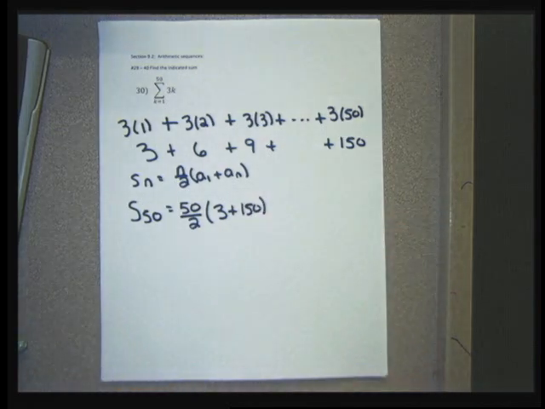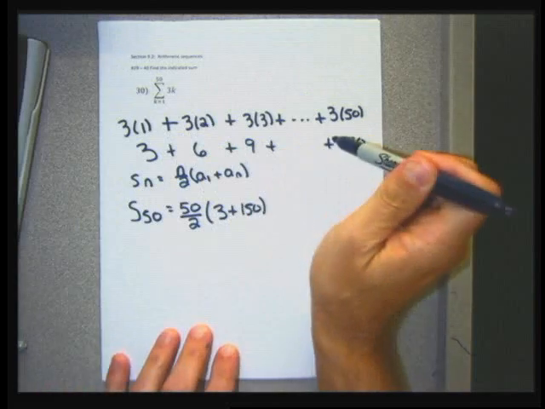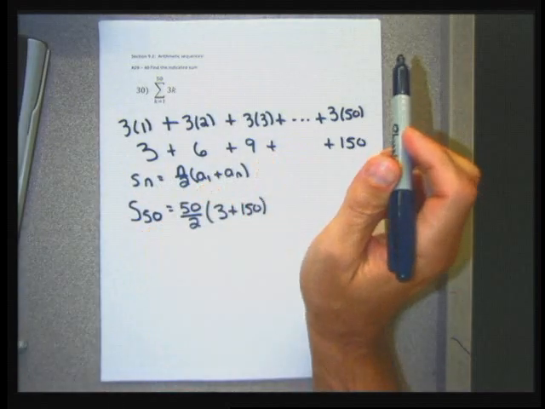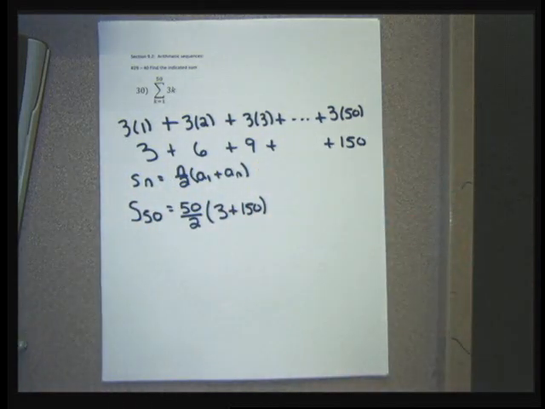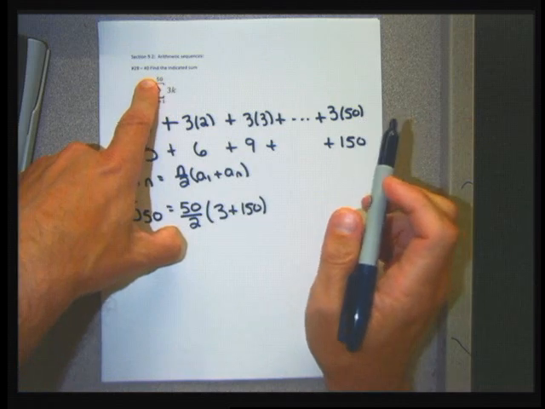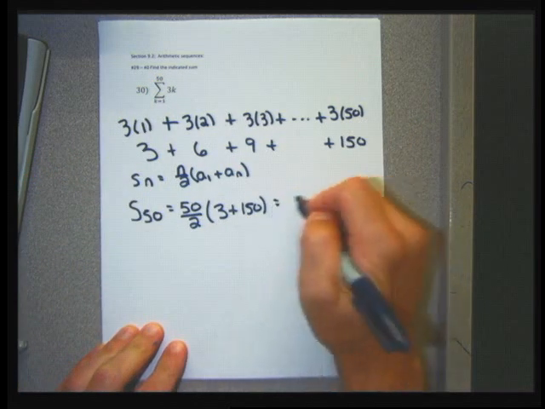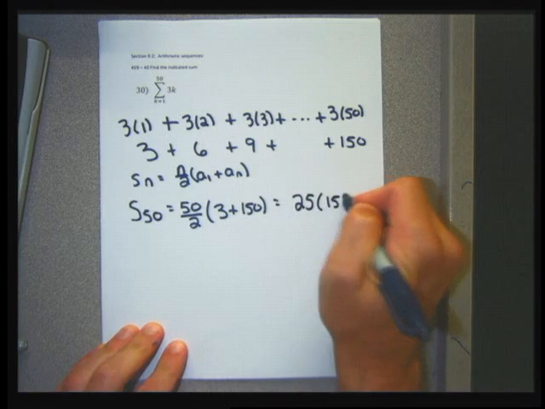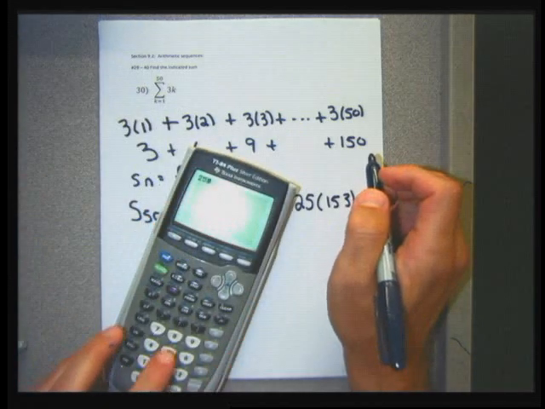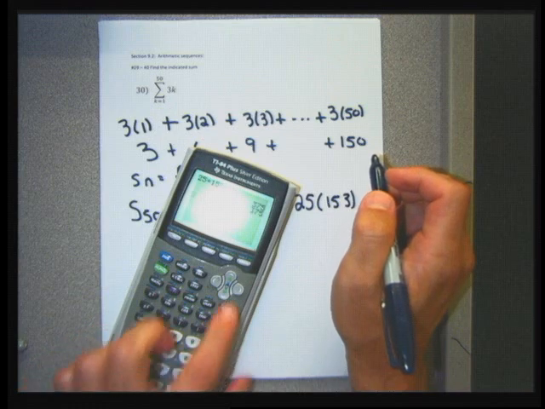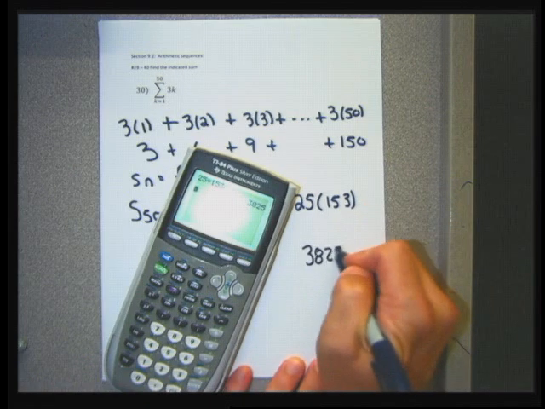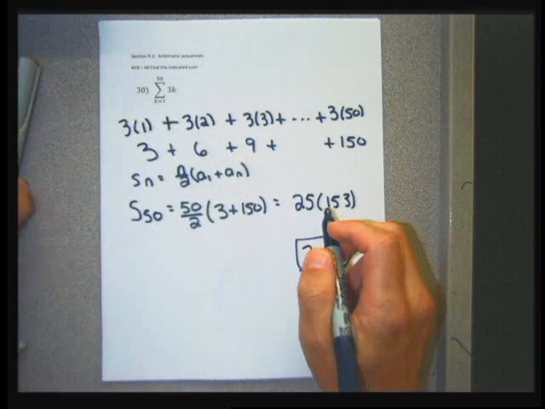For this formula to work, the numbers that I'm adding have to obey an arithmetic sequence, which means they have to have a common difference. In this case, the common difference was 3. The formula doesn't need the common difference, but it needs the first and the last term. The first term I get by plugging 1 in for k. The last term I got by plugging 50 in for k. So the sum of all those numbers can be found by multiplying 25, which is 50 over 2, times 153, and that's 3,825.